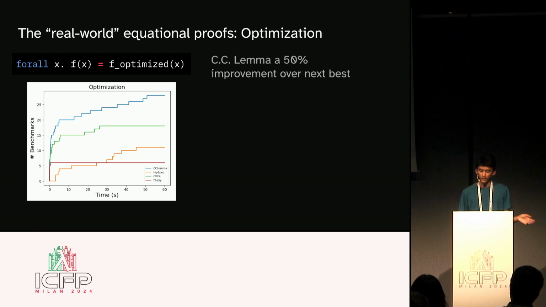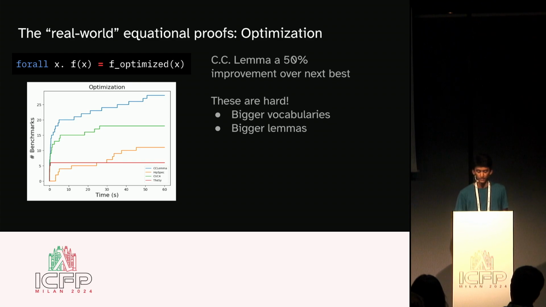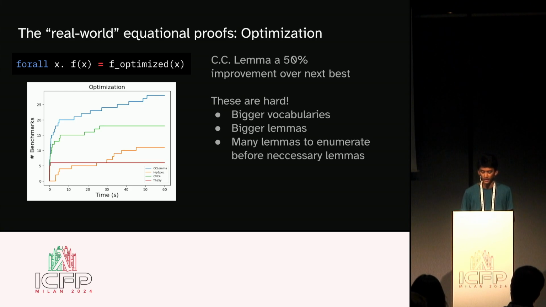And it's a 50% improvement over the next best. And I guess I'll give you a sense for the reason why, which is because these are very hard problems. And the reason why they're hard problems is that they have both bigger vocabularies and bigger lemmas. And for the other 3 automated theorem provers that are just doing theory exploration, that means that they need to enumerate many, many, many more lemmas before they find the necessary ones, including many of these sort of redundant lemmas, like lemmas 2 and 3.